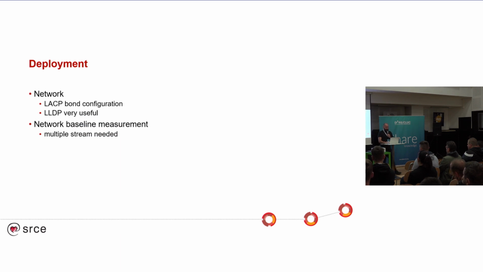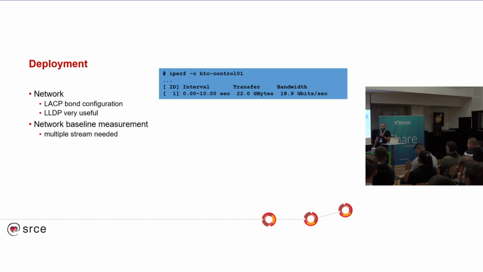And then with the network, LACP, because it's two connections, and LLDP is really useful when you have so many servers. Because when you say, I want to add another VLAN or something like that, the networking people will immediately ask, can you send me the output from the LLDP command. Now, the networking measurements: if you use just one stream with the 2 times 25, we were able to get like 20 gigabits.